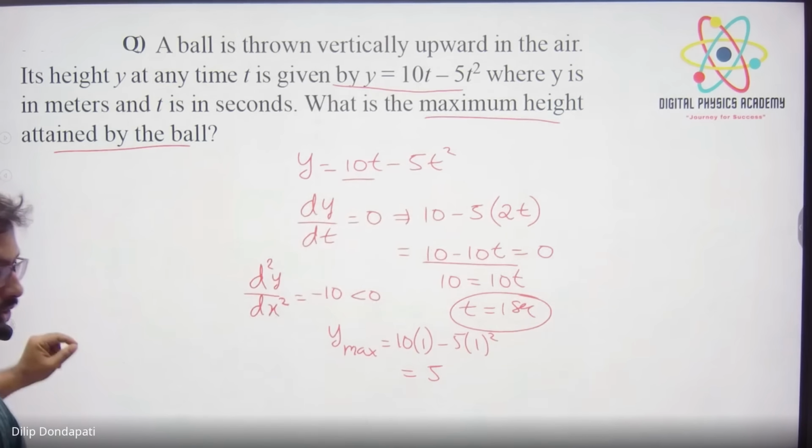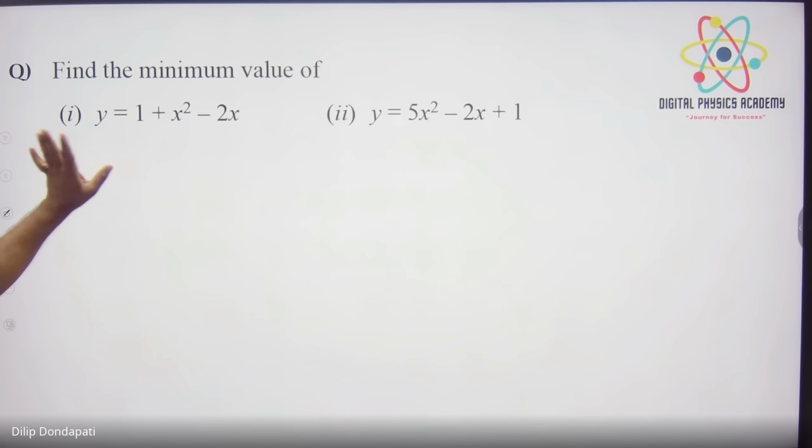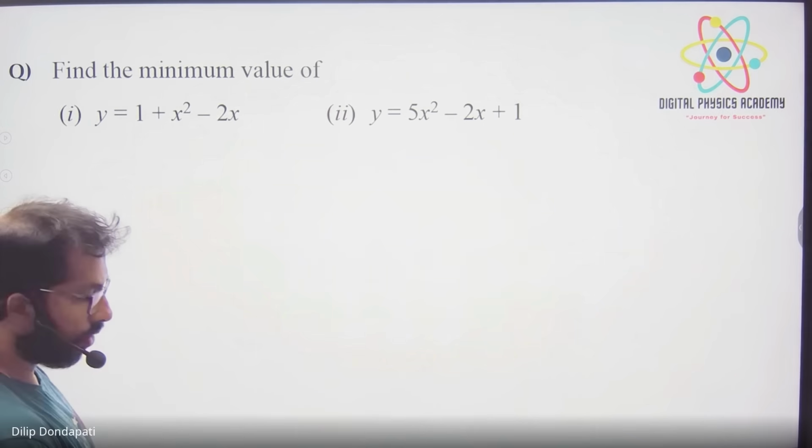Okay, now try without help. Find the minimum value. Directly find the minimum value. Why do we need the minimum?